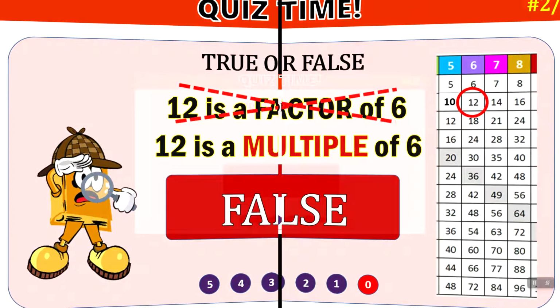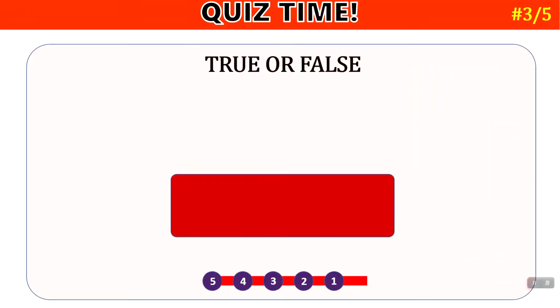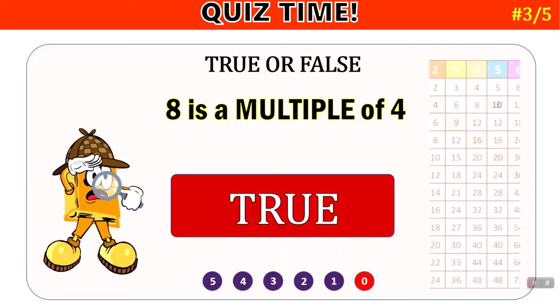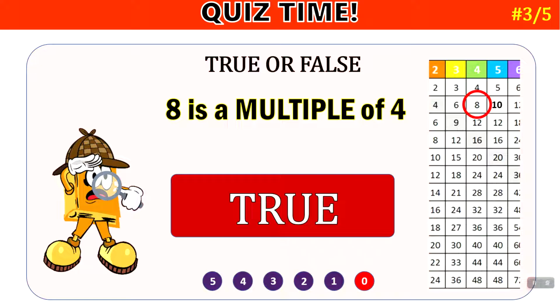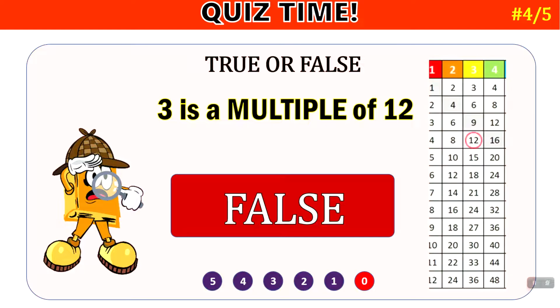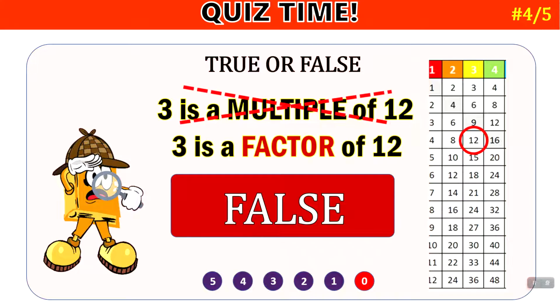Let's try question 3. True or false? 8 is a multiple of 4. Time's up. This is true. 8 is in the 4 times table and makes it a multiple of 4. Question 4. 3 is a multiple of 12. Time's up. This is false. 3 is actually a factor of 12. Because 12 is in the 3 times table, 12 is a multiple of 3, but 3 is a factor of 12.